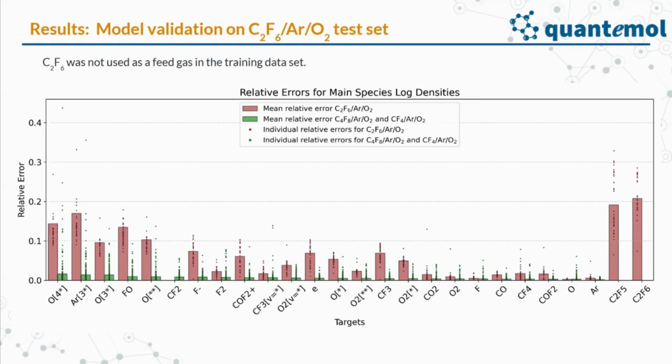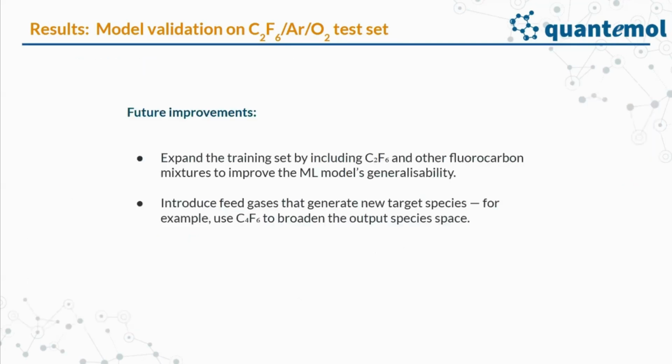So only for C2F5 and C2F6 we have quite large errors, but it was also kind of expected because the species are well represented in this gas mixture. To address this, the clear steps for improvement would be to include more fluorocarbons into our training set, like C2F6, and also introduce gases that generate new target species, like C4F6, so we can increase the output space for the machine learning model.